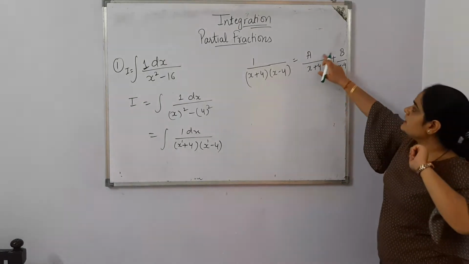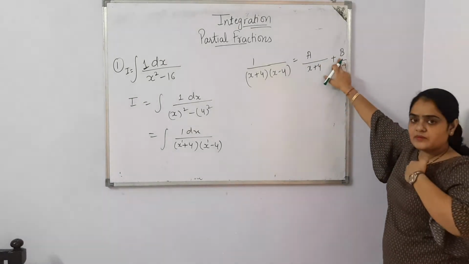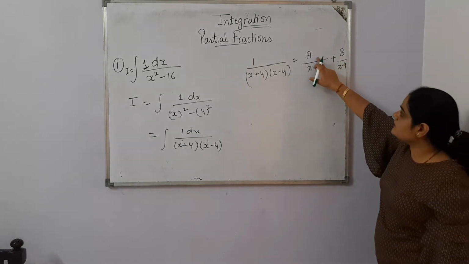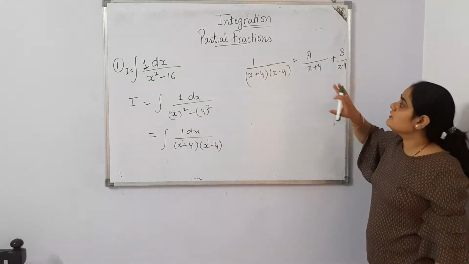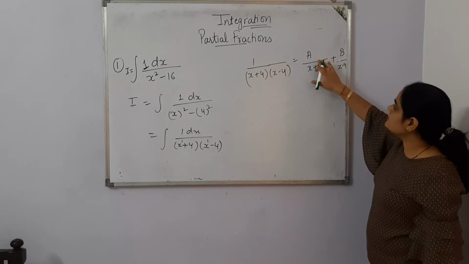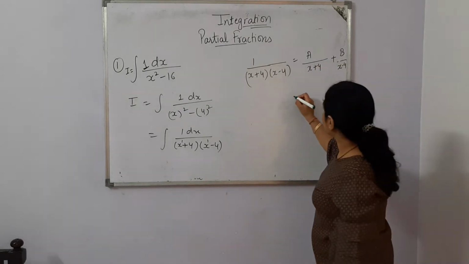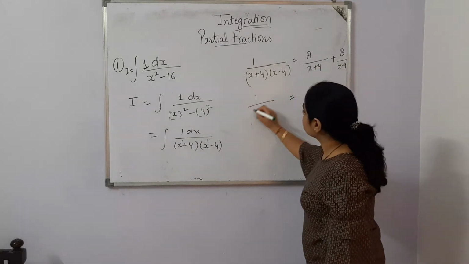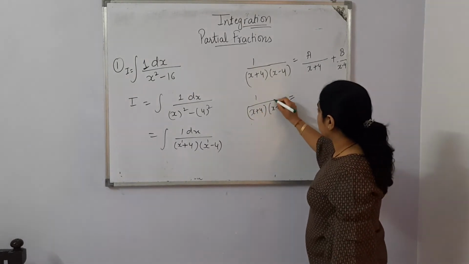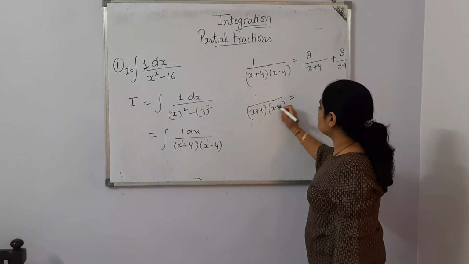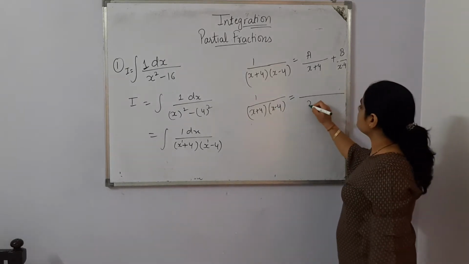Now of course a and b we have taken by our own, so we'll have to find the values of a and b first. After that we can proceed. Now how can we find the value of a and b? After taking LCM, left hand side will remain as it is. In right hand side what we'll do?